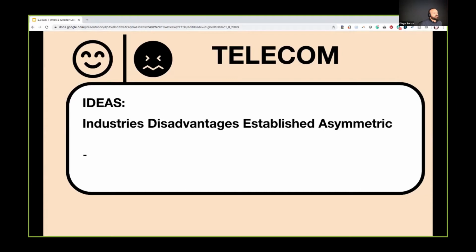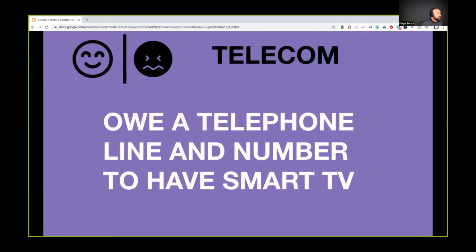If we go, for example, to the telecom industry, I happen to have a contract for my house, and I'm only interested in streaming and internet, but you know what? I am forced to own a fixed telephone number, one of these old dialing numbers. Why? I don't know why. I have a number that I never used, and I have a phone that I've never plugged in. So I'm forced to do so by the telecom company. Why should I have a phone line in order to have smart TV? It doesn't make any sense.